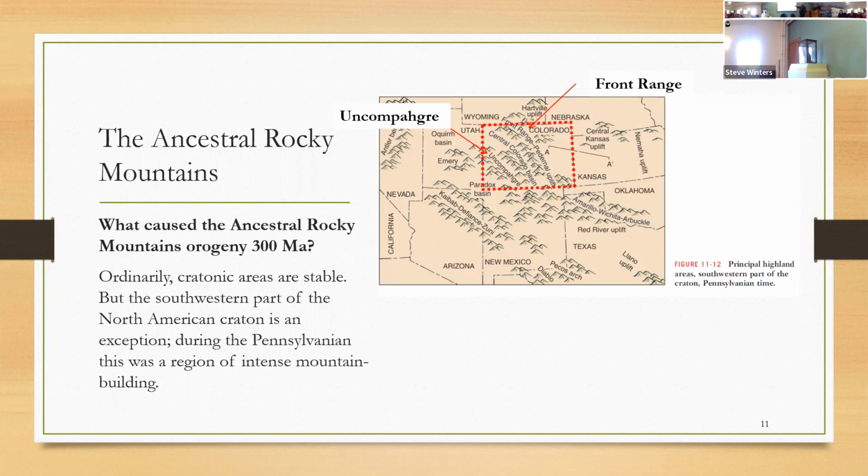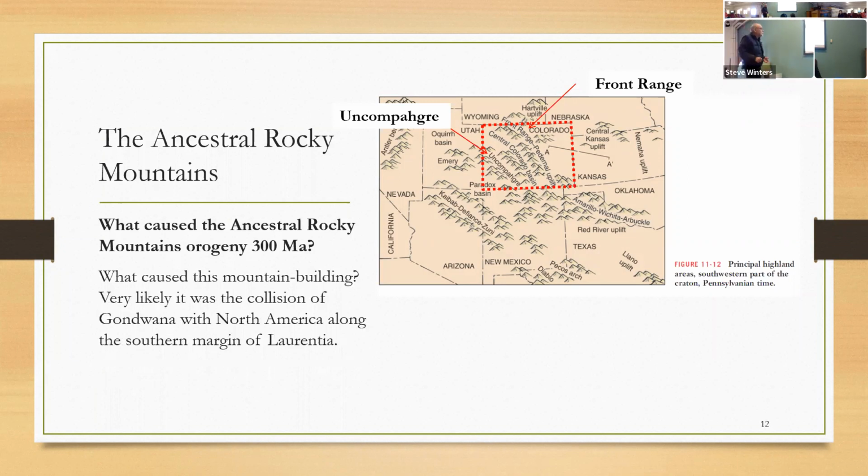Now, as I said, ordinarily the mountains form along the fringes, the boundaries of continents, never in the middle of a continent or of the craton. An exception, however, is the ancestral Rockies, where during the Pennsylvanian time we saw some kind of event which uplifted those very, very ancient Precambrian rocks right up through the Paleozoic rocks that were being deposited at that time. And that was the formation of the ancestral Rockies.